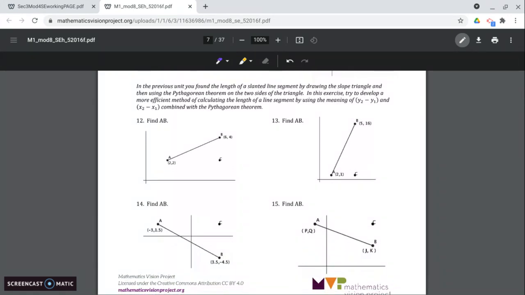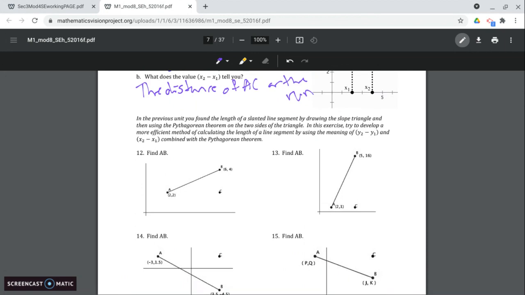Now in the previous unit, you found the length of a slanted line segment by drawing the slope triangle and then using the Pythagorean theorem on the two sides of the triangle. In this exercise, try to develop a more efficient method of calculating the length of a line segment by using the meaning of y2 minus y1 and x2 minus x1 combined with the Pythagorean theorem. I'm going to tell you what the distance formula is.